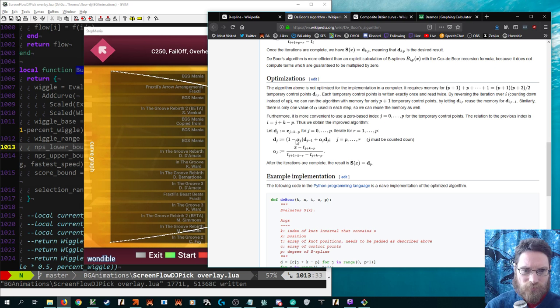Wait. d_j equals d_j? j equals p to r? How do you define d_j in terms of d_j, after the iterations are complete? Does that mean d_j in the previous iteration?